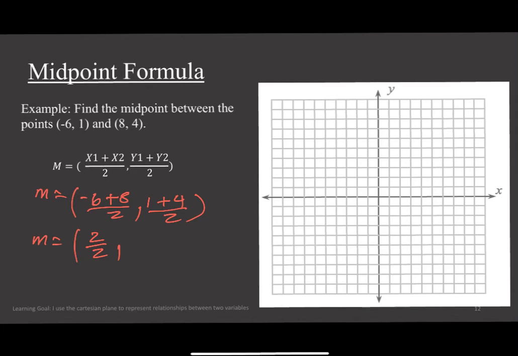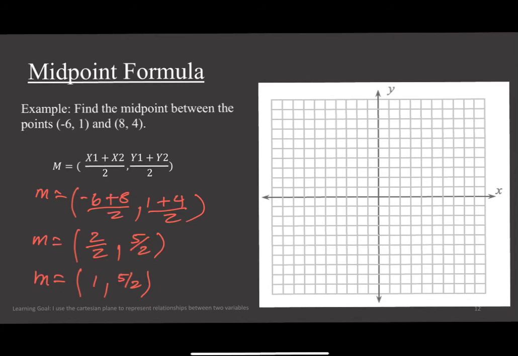1 plus 4 is 5, so we have 5 over 2. And 2 over 2 simplifies, so we get just 1. And 5 over 2, that's not a fraction we can simplify unless you want to write it as a fraction. However, I recommend anytime you have fractions, just leave them that way.